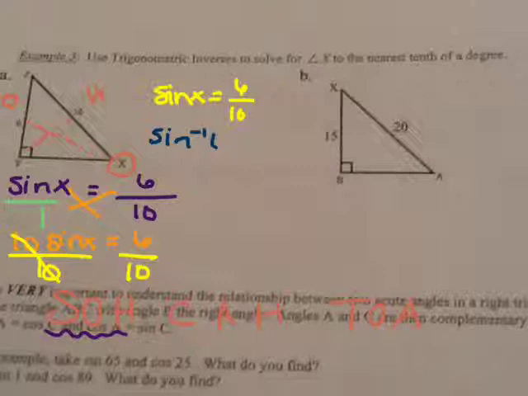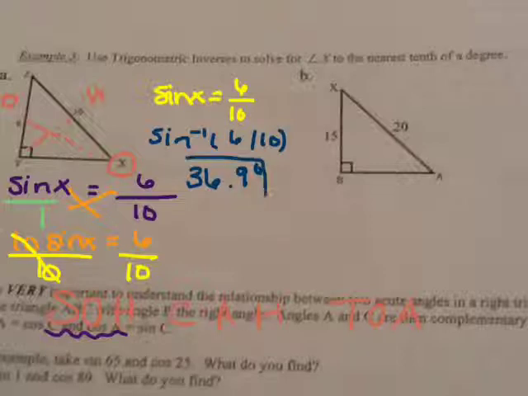And then you just do 6 divided by 10 in your calculator. So 6 divided by 10, hit enter. It should give you 36 point, and it wants it to the nearest tenth, 9. So there's our missing angle, x angle. It's 36.9 degrees.